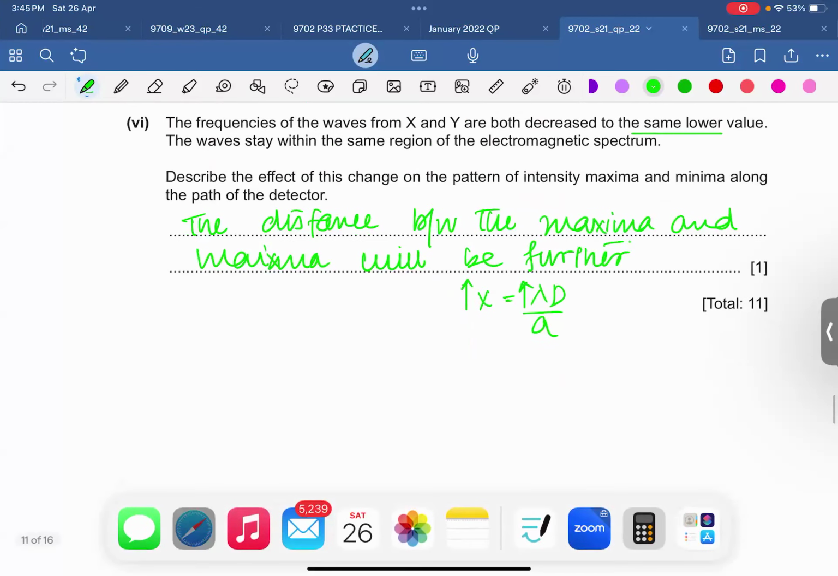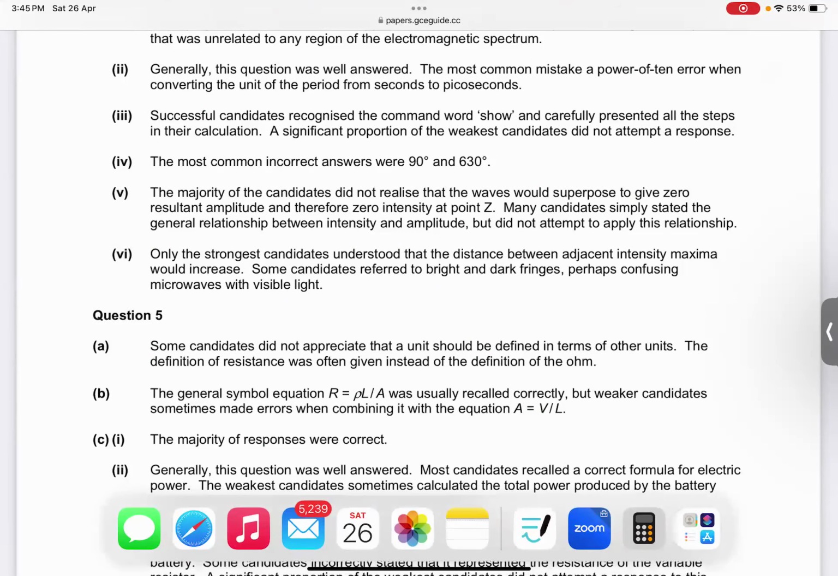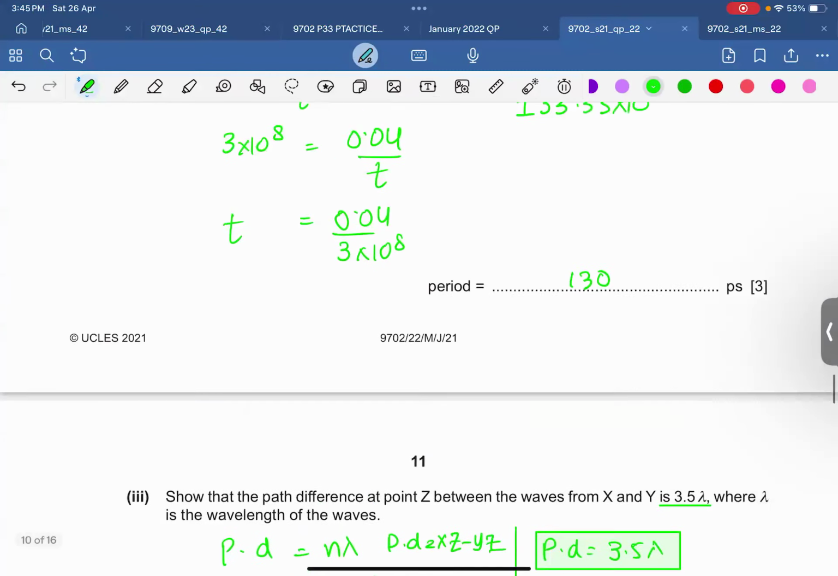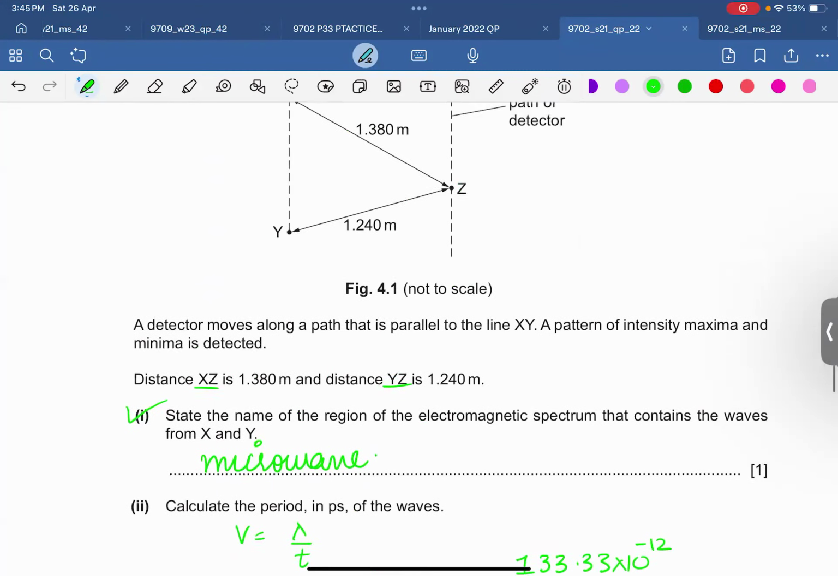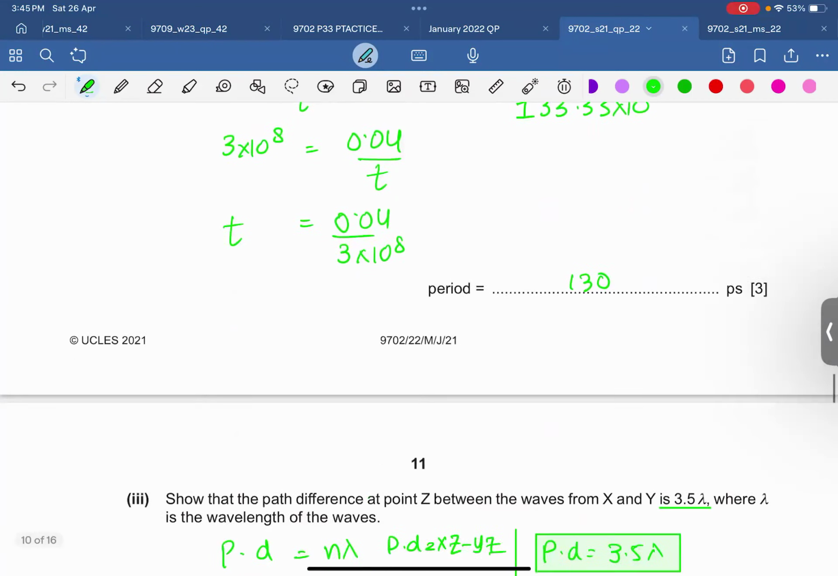The distance between the adjacent maxima. So look, adjacent maxima, okay, the better phrase is adjacent maxima rather than maxima. Some candidates refer to the bright and dark spot. Fine. By the way, you cannot say the bright and dark spot, okay? Because it is not in the visible region, okay? It is in the microwave region, so you cannot see it, okay?